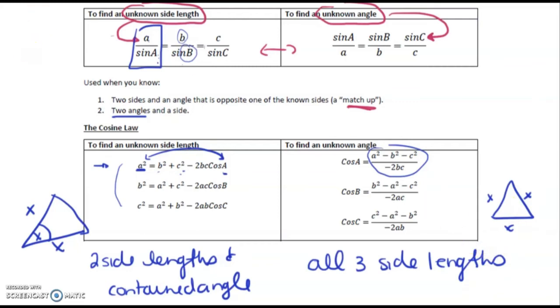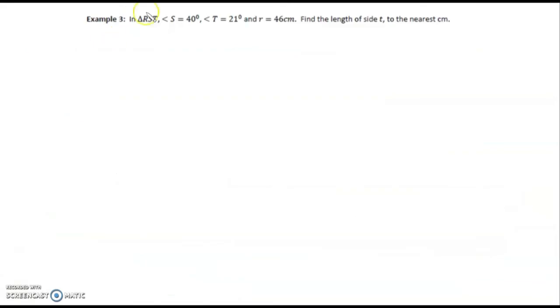Okay, just going back up here visually, what sine law looks like when we use it, we're going to have a matchup. So we're going to have some angle on the opposite side and then any other piece of information. Okay, example 3, triangle RST. We have an angle, we have another angle, and we have a side length. Okay, angle S, angle T, and then side length r. Find the length of side t to the nearest centimeter.